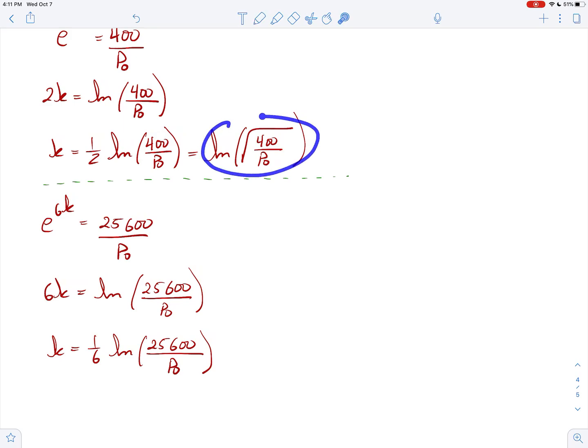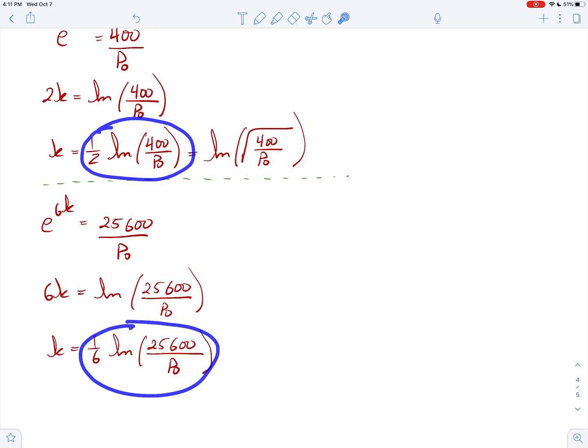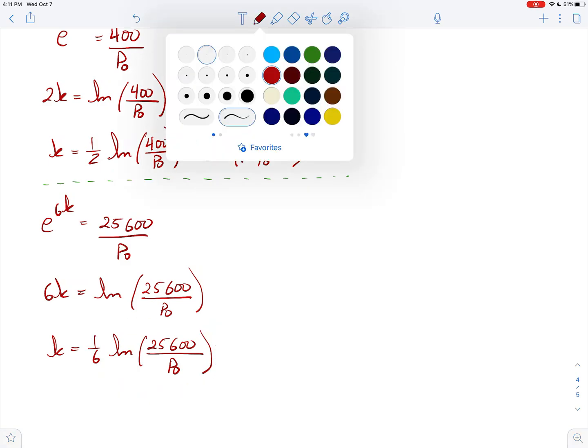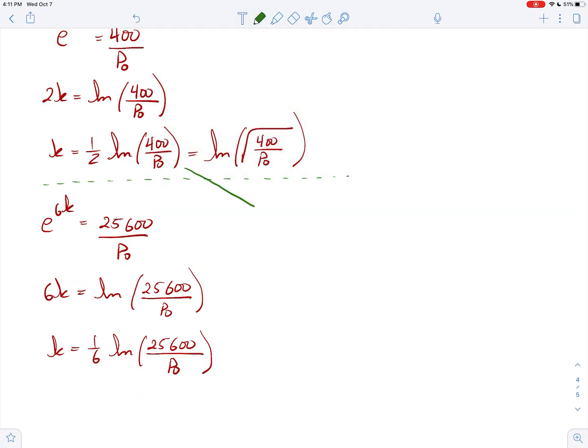I might end up not using the square root because I have a 6 here. I don't want to bring that in as a 6th root. That gets messy. But the point is, here's a k and here's k, and those two things have to be equal to each other. They absolutely have to be equal to each other. And so that leads us to the following equation. I'm going to switch colors here just to try to help you keep track of it.